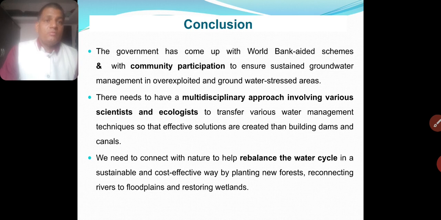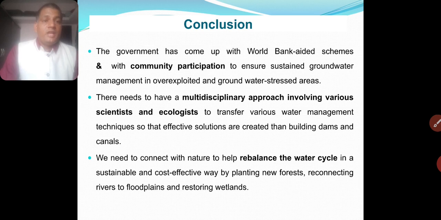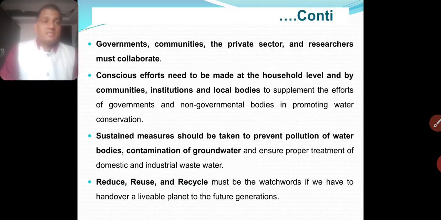There needs to be a multidisciplinary approach involving various scientists and ecologists to transfer various water management techniques. We need to connect with nature to help rebalance the water cycle in a sustainable and cost effective way by planting new forests, reconnecting rivers to floodplains, and restoring wetlands. Governments, communities, the private sector, and researchers must collaborate. Conscious efforts need to be made at the household level and by communities, institutions, and local bodies. Sustained measures should be taken to prevent pollution of water bodies and contaminated groundwater. Reduce, recycle, and reuse must be the watchword if we have to hand over a livable planet to future generations.